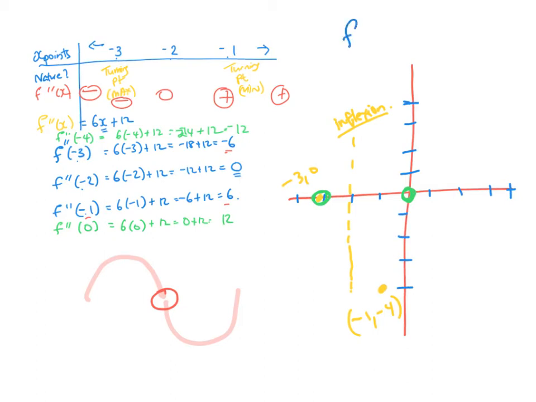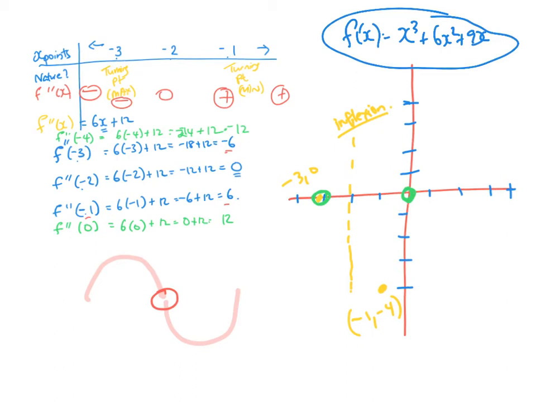So that graph was f of x is x cubed plus 6x squared plus 9x, and our mission was to graph it. Now, it's a cubic graph, so we know it'll have two turning points, or it'll be a down, up, down. And we also know that it's positive as well.